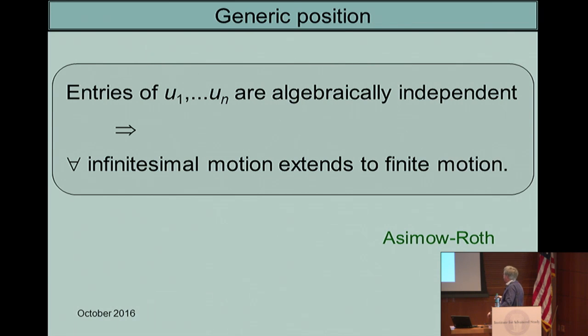Now, there is an old theorem of Asimov and Roth, which says that if the entries of the positions are algebraically independent, that's this sort of generic position, then every infinitesimal motion extends to a finite motion. So indeed, it was no coincidence that when we had the black dot between two white dots, it was a degenerate situation when we had to illustrate a special infinitesimal motion.